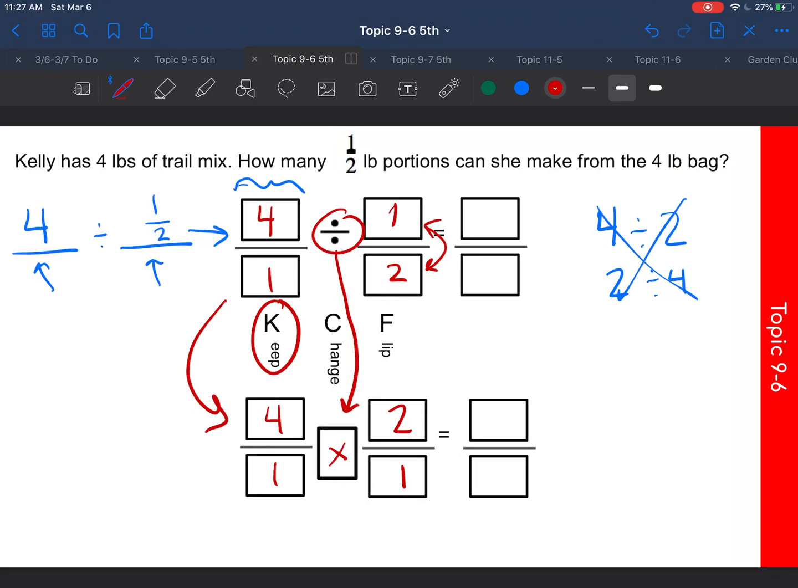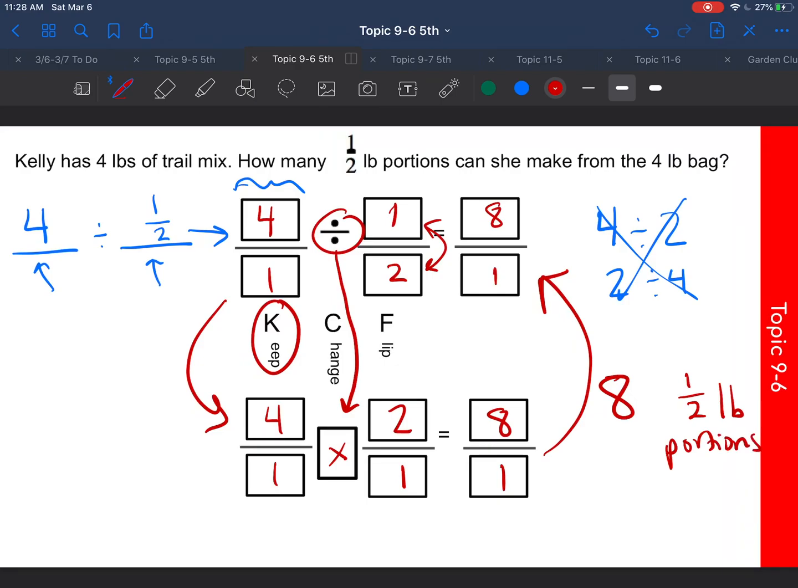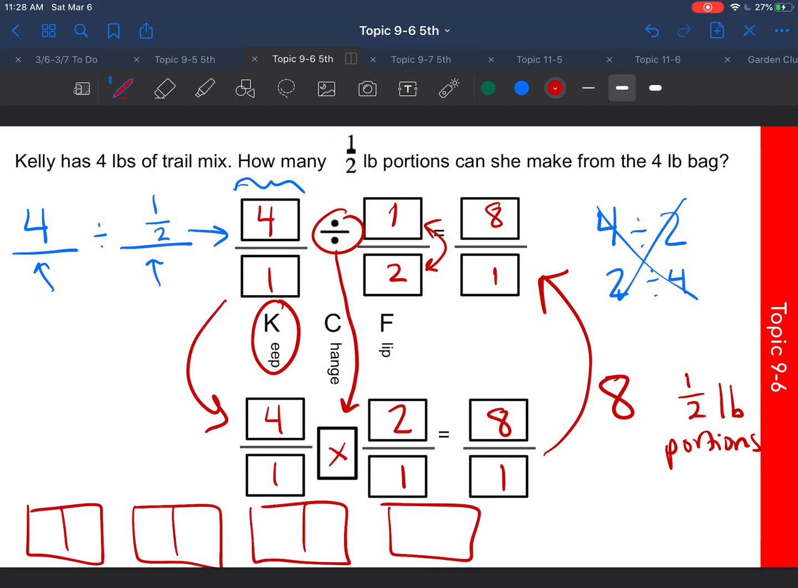So now we multiply across. 4 times 2 is 8. 1 times 1 is 1. So our answer is 8 over 1, or 8 half-pound portions. So in a 4-pound bag, you can get 8 little half-pound portions of trail mix. Again, we could have modeled that as well by representing 4 wholes, splitting each whole into half, and counting 1, 2, 3, 4, 5, 6, 7, 8.